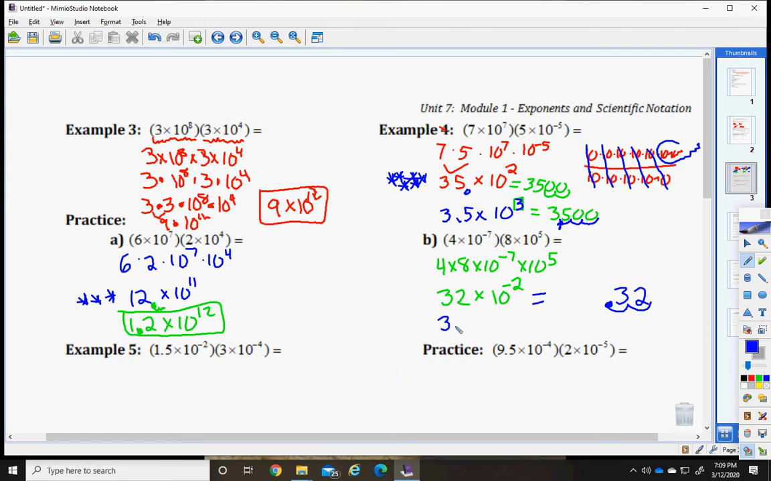So now when I write it in correct scientific notation, I now only have to count 1 time to get the decimal in that same spot. So it turns out to be 10 to the negative 1st. 3.2 times 10 to the negative 1st. And I would leave example 5 for you to do.